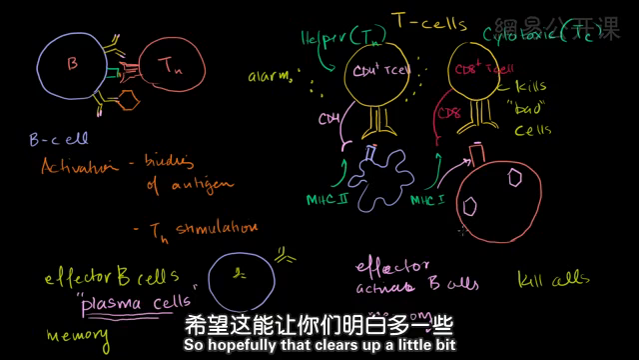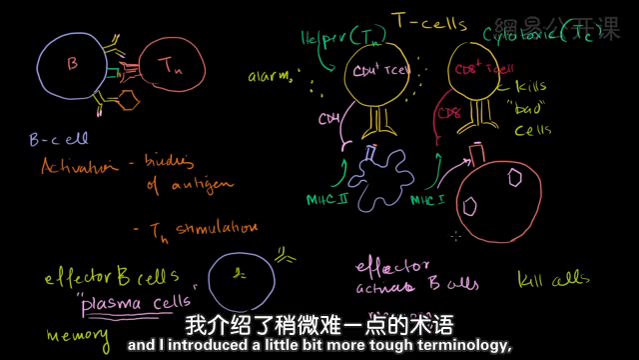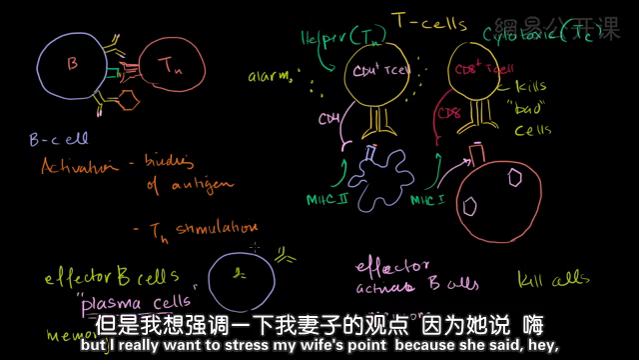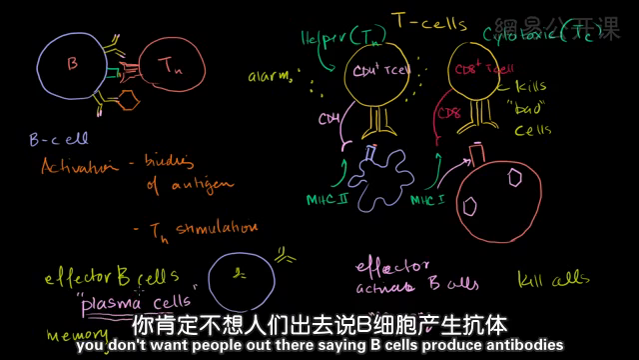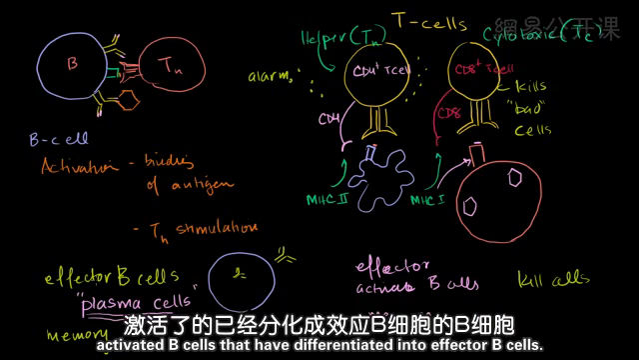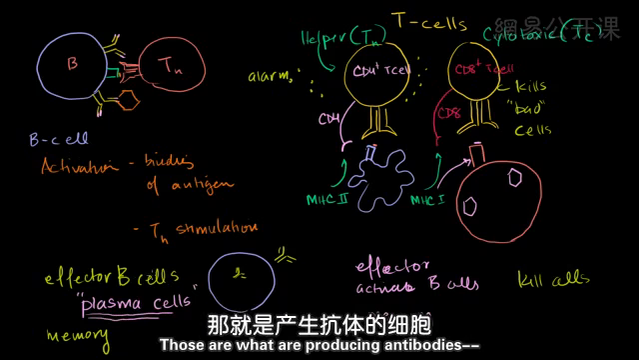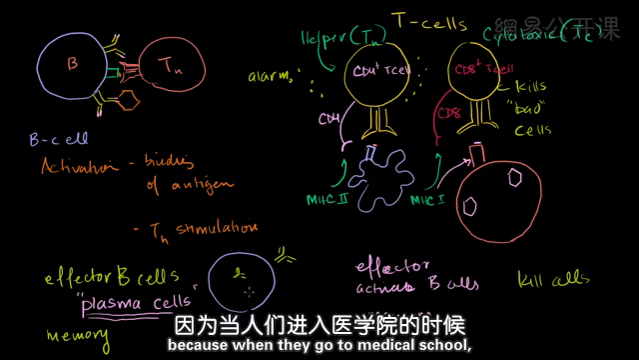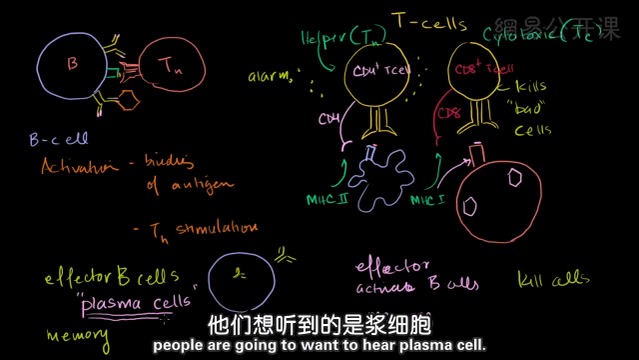So hopefully that clears up a little bit, and I introduced a little bit more terminology. But I really want to stress my wife's point, because she said, hey, you don't want people out there saying B cells produce antibodies, even though it is effector B cells. Once activated B cells that are differentiated into effector B cells, those are what are producing antibodies, because when they go to medical school, people are going to want to hear plasma cell.